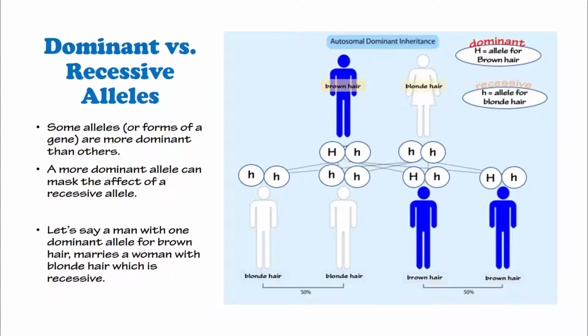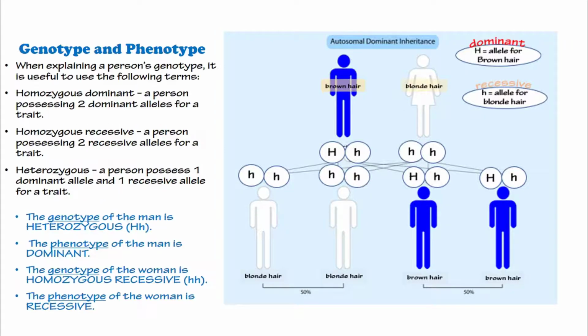Let's say a man with one dominant allele for brown hair and one allele for blonde hair marries a woman with blonde hair, which is recessive. When explaining a person's genotype, it is useful to use the following terms. Homozygous dominant is a person possessing two dominant alleles for the trait. Homozygous recessive is a person possessing two recessive alleles for the trait. Heterozygous is a person possessing one dominant allele and one recessive allele for the trait.